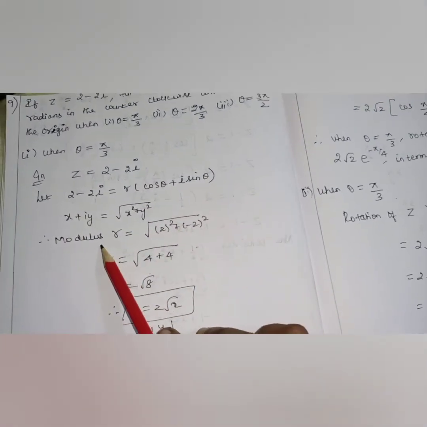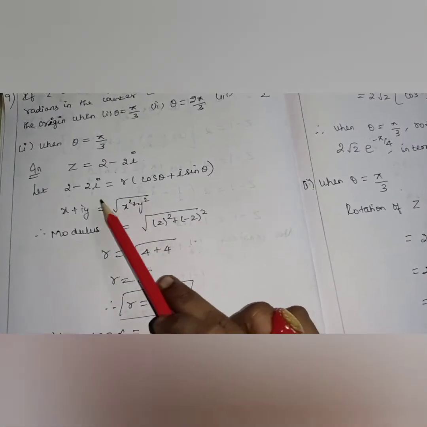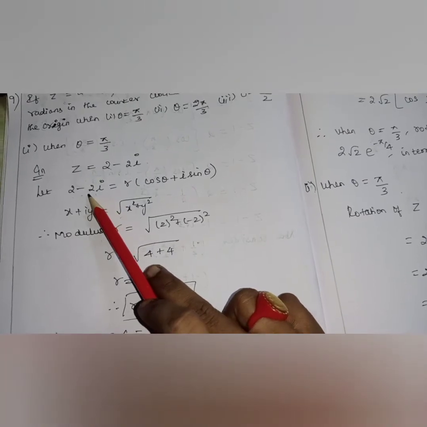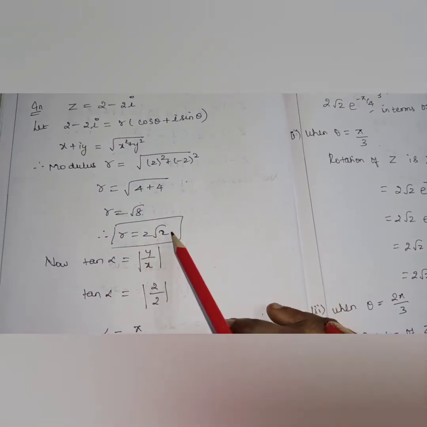So how will you find the modulus, children? Modulus r is equal to root of x square plus y square. What is your x here? That is 2. And what is your y? That is minus 2. Square them. You are getting it to be root 8, and r is nothing but 2 root 2.